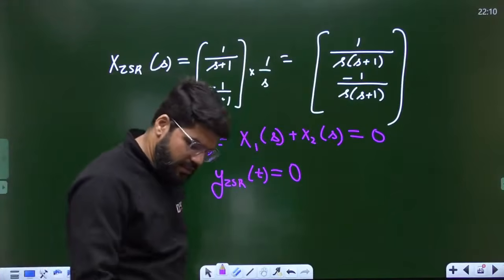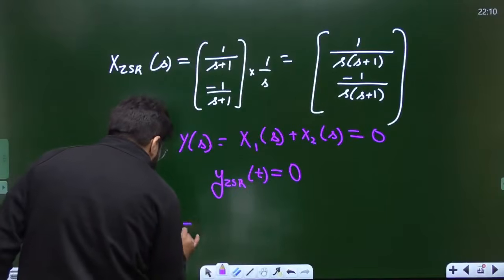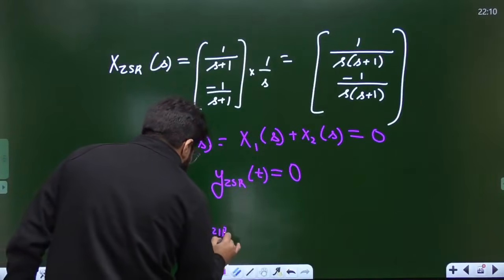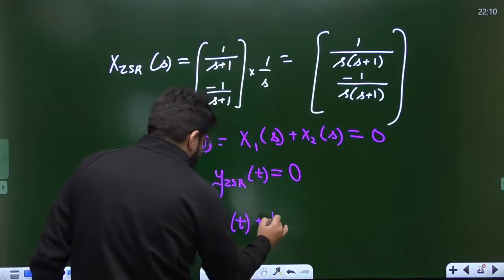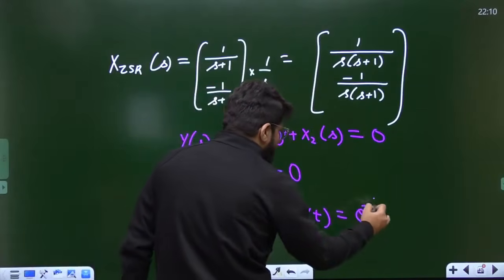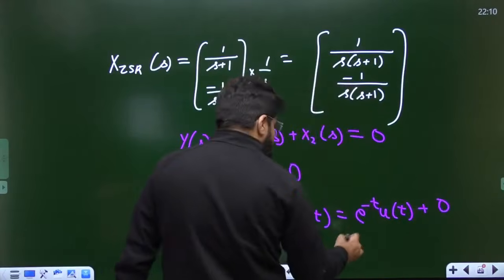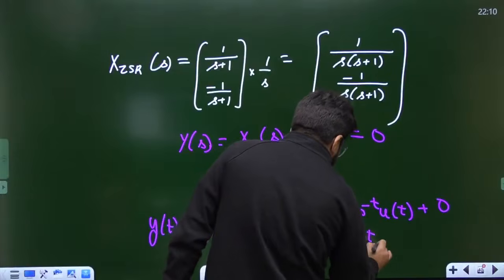ZSR is turning out to be 0. Done? Okay, so what is the total y(t) now? The total y(t) is the ZIR, the zero input response, plus the zero state response. The zero input response was e^(-t) u(t), and the zero state response is nil, so e^(-t) u(t).